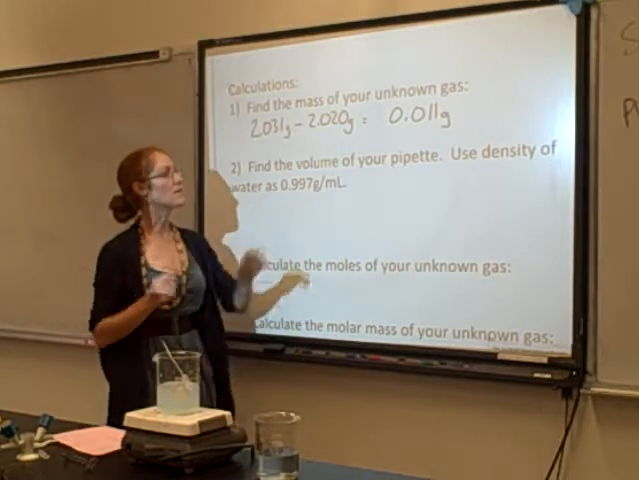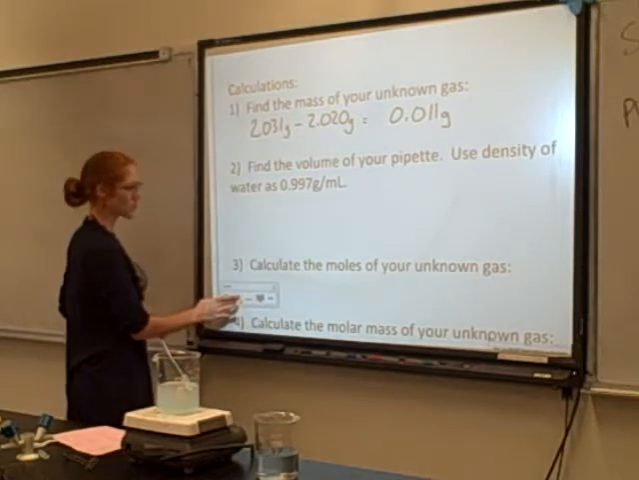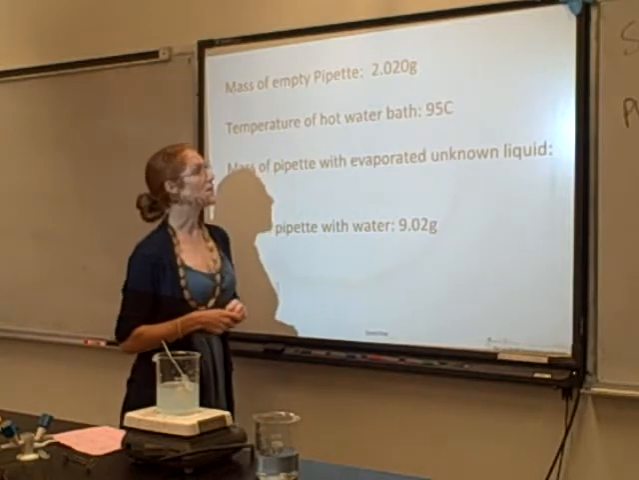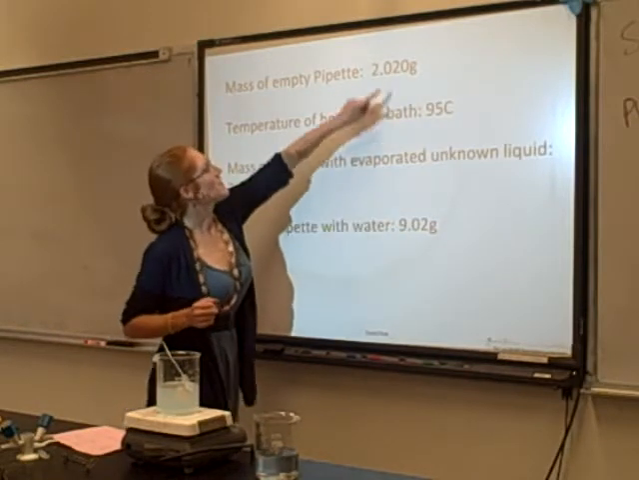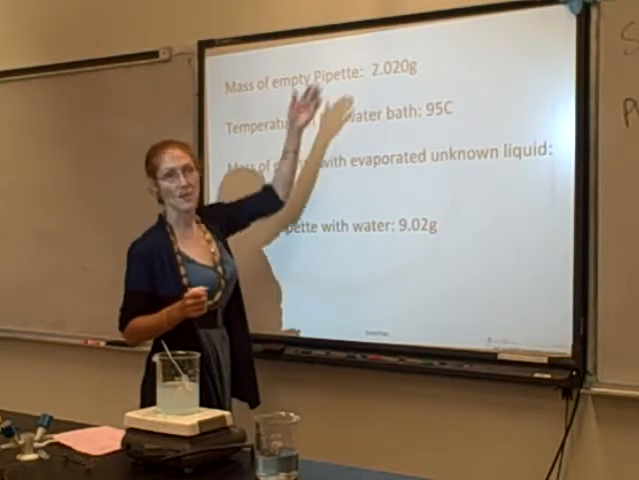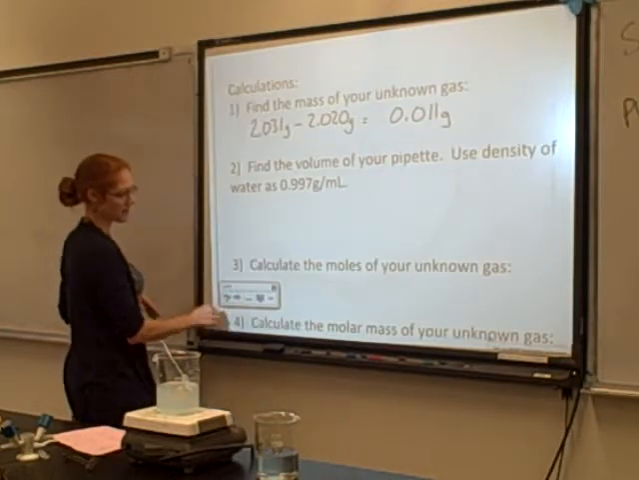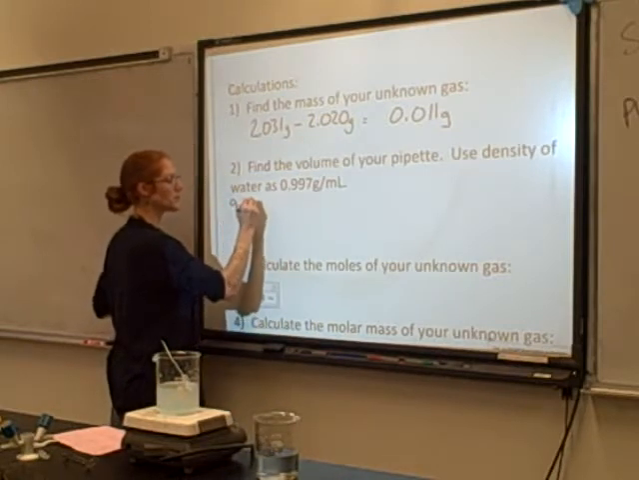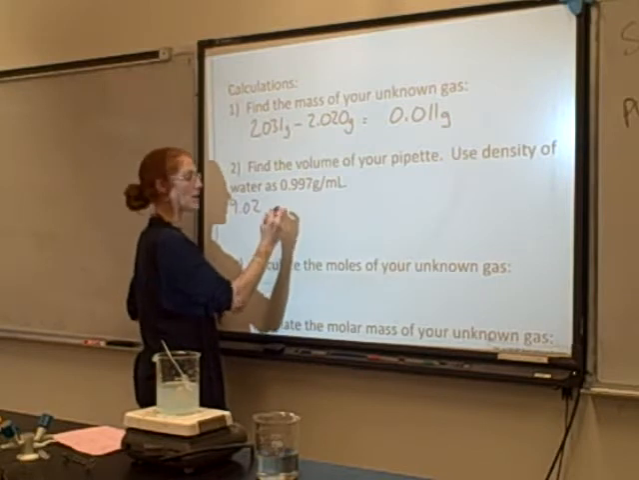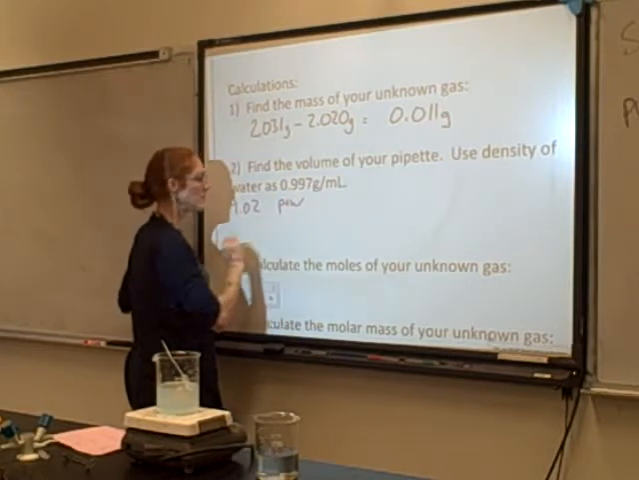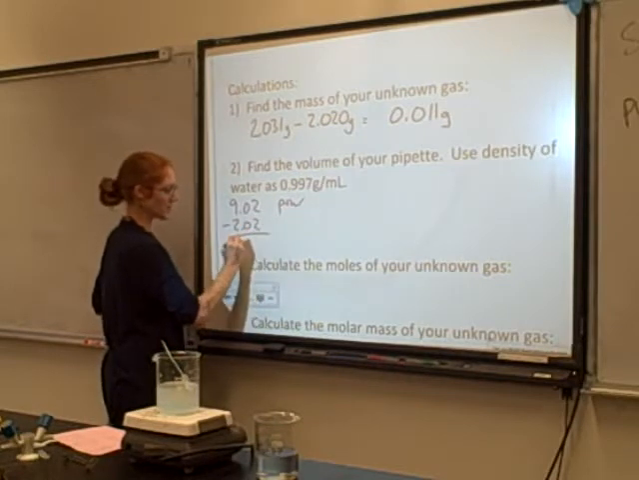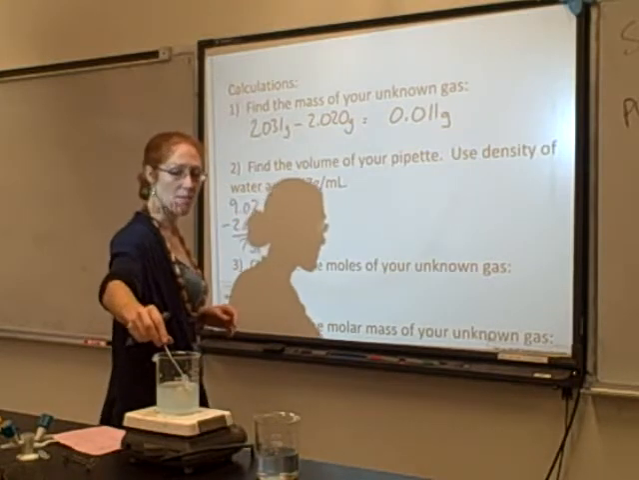So next we want to find the volume of your pipette. What we look at is the mass of the pipette with water is 9.02 grams, conveniently. We're going to take away the mass of the empty pipette, and that gives us the mass of the water, right? So 9.02 grams was the pipette plus water. I'm going to put P plus W. We're subtracting the mass of the pipette, minus 2.02, so we get 7 grams, right? So there's 7 grams of water that fit into the pipette.